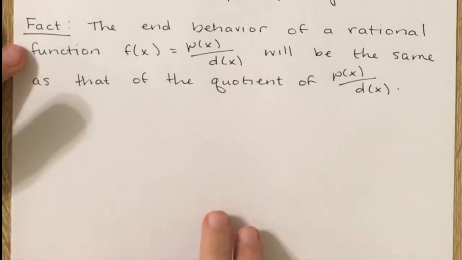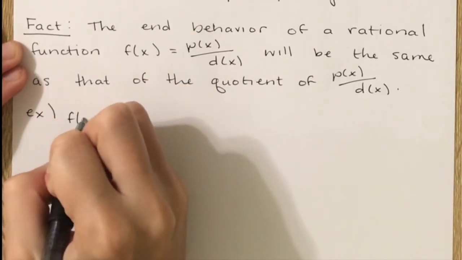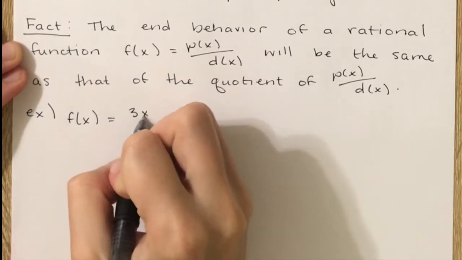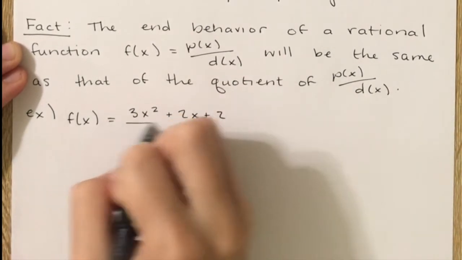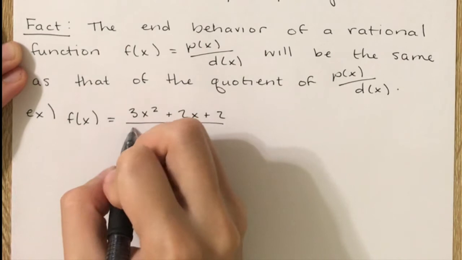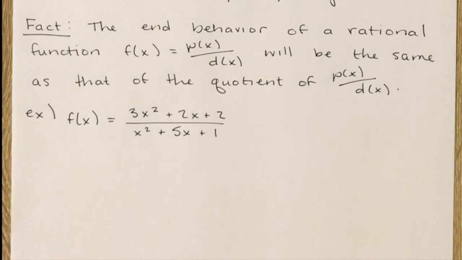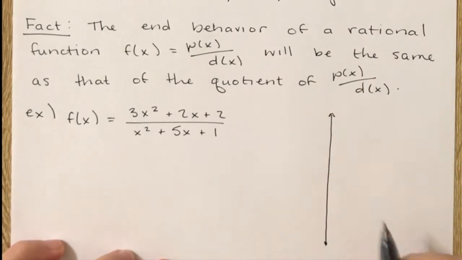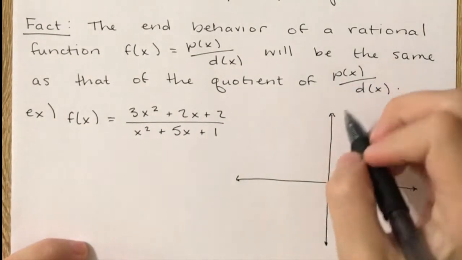So the first example I would like to look at is this function f of x equals 3x squared plus 2x plus 2 over x squared plus 5x plus 1. So first of all, what does this function look like? Let's look at it. I'm going to graph it in the notes here so we can see what we're looking at. So we have it kind of copied down.